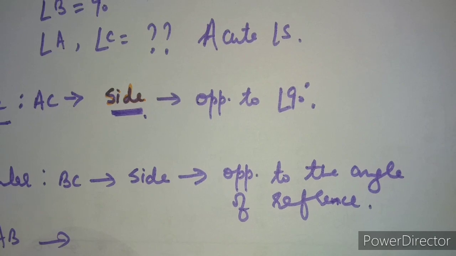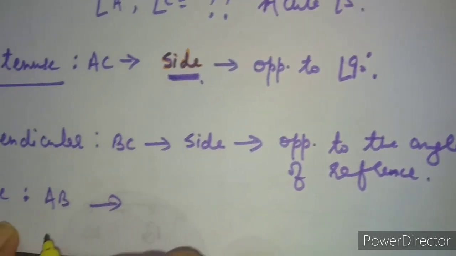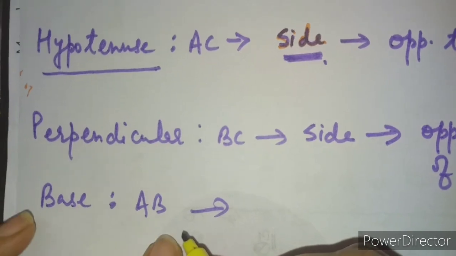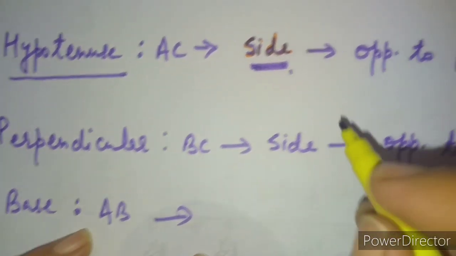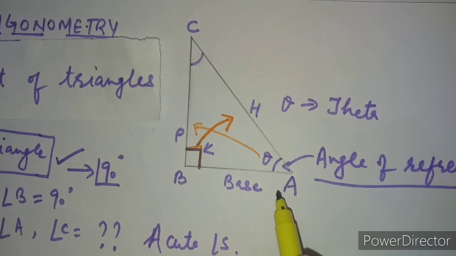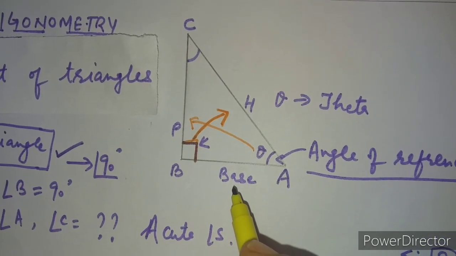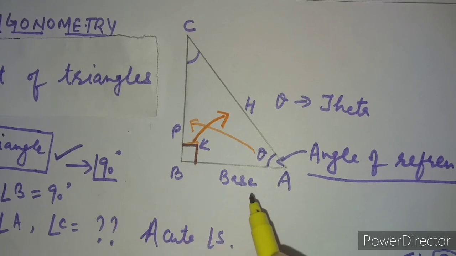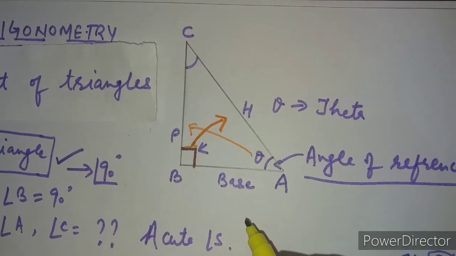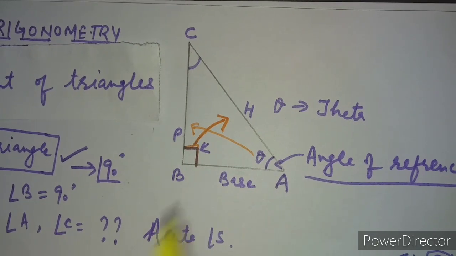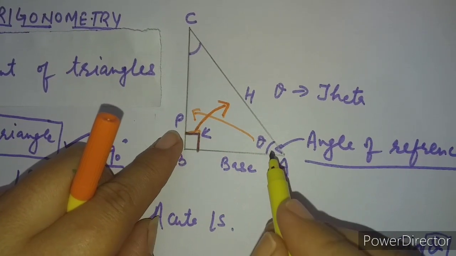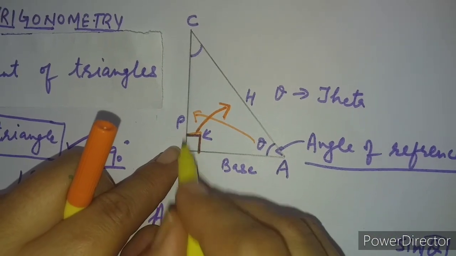Now comes the other part, which is known as the base. I have written here base AB. Base otherwise will be again the name of a side only. And what is the definition of this base? The definition of the base is the side adjacent to the perpendicular. Now perpendicular is clear to you, opposite to the angle of reference. Now one side which is adjacent.